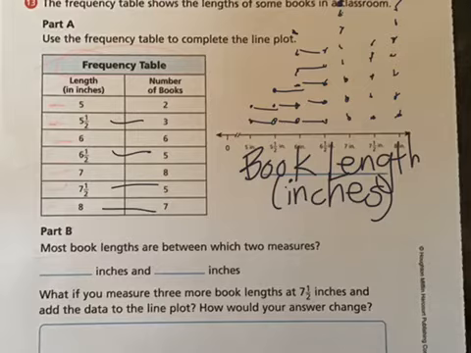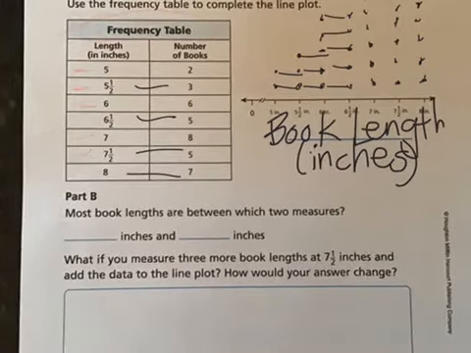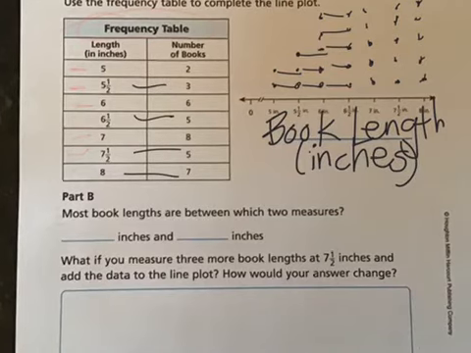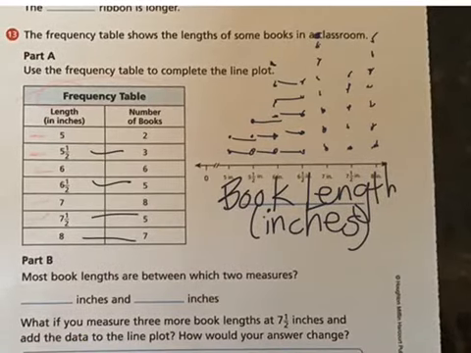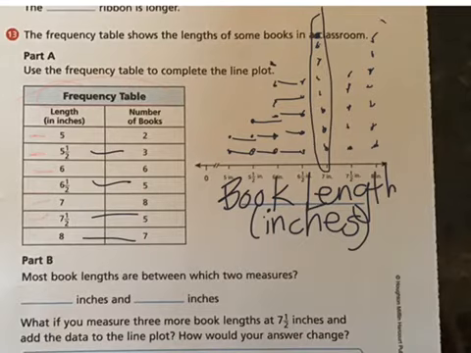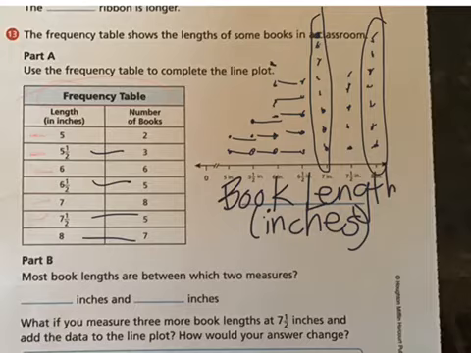So the first question asks us, most book lengths are between which 2 measurements? So when we look at our line plot and we try to figure out, I'm seeing that most of our books are between here and here. See how most of the books are right in that area? So we're going to say most of our books are 6.5 inches to 7.5 inches, okay?